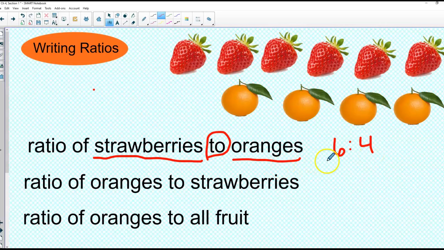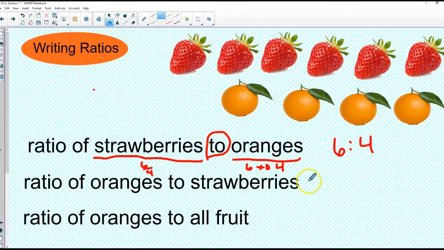And again, you could also put the word to in here, 6 to 4, or we can write it as a fraction. Any of these ways would be acceptable. I tend to use the colon a little more, but any of those are acceptable.